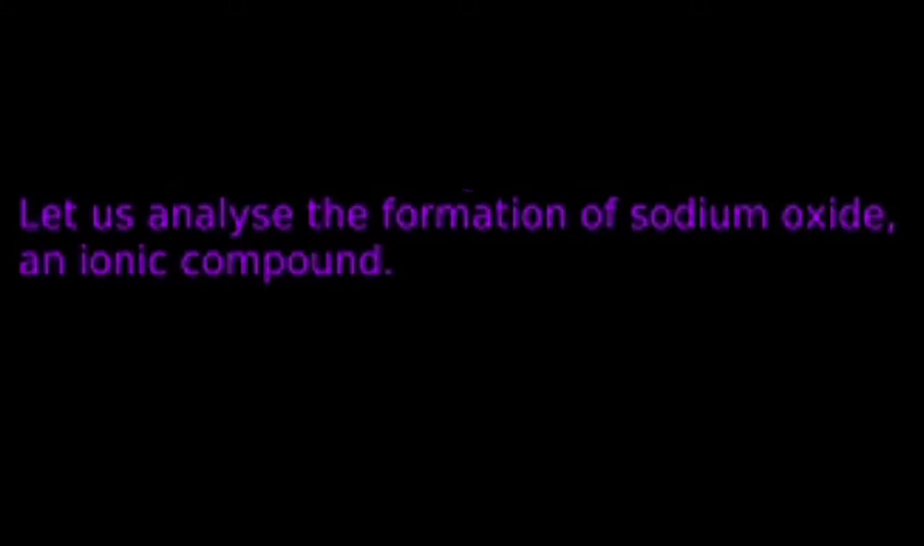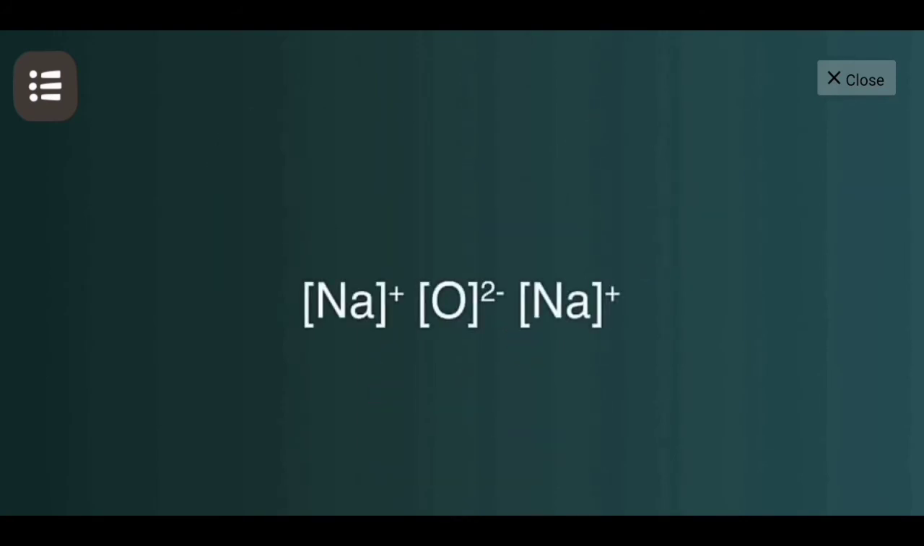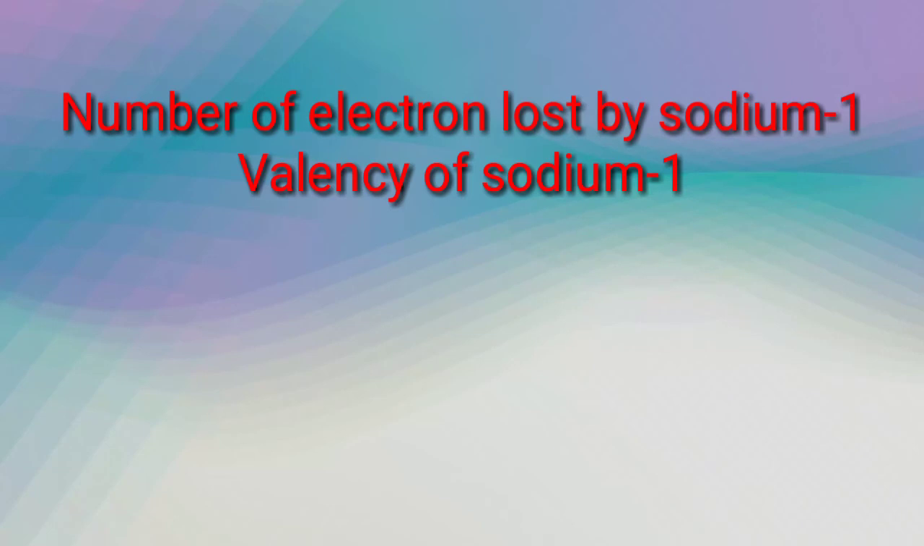Let us analyze the formation of sodium oxide, an ionic compound. In the formation of sodium oxide, two sodium atoms donate one electron each to an oxygen atom. Then sodium changes to Na+ ion, and oxygen changes into O2- ion. Here, the number of electrons lost by each sodium is 1. So, the valency of sodium is 1.